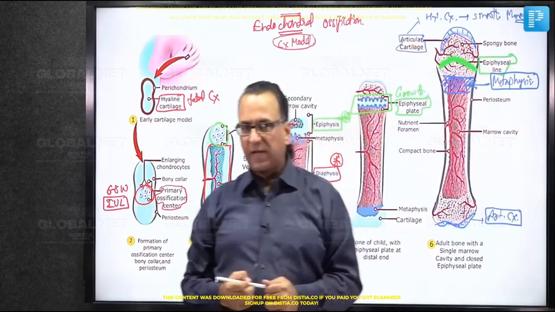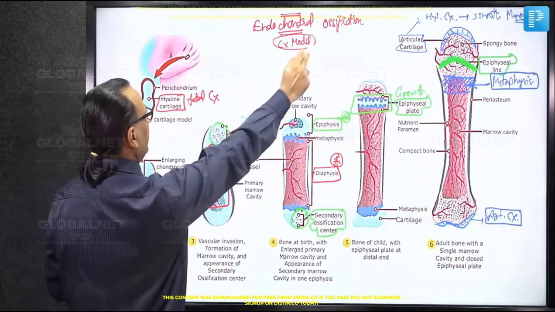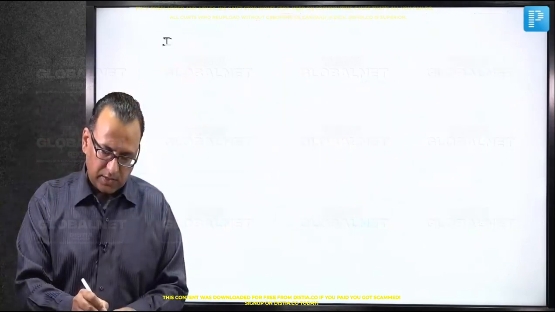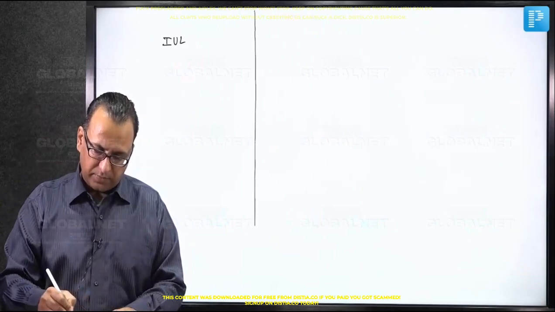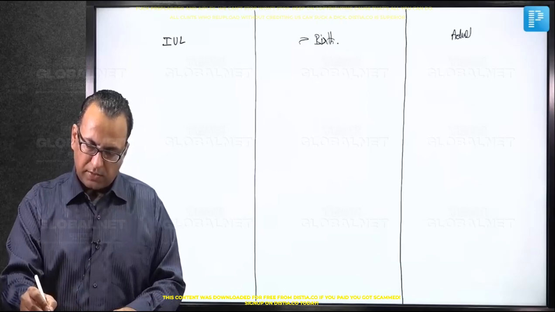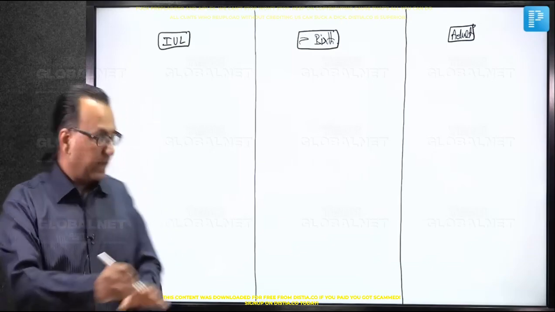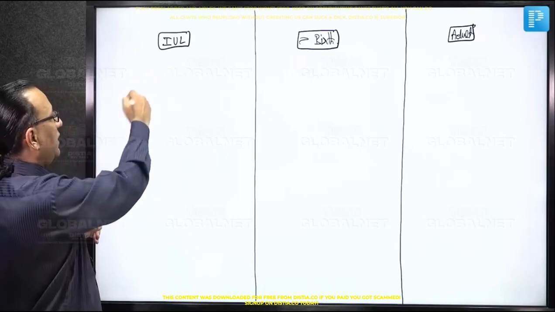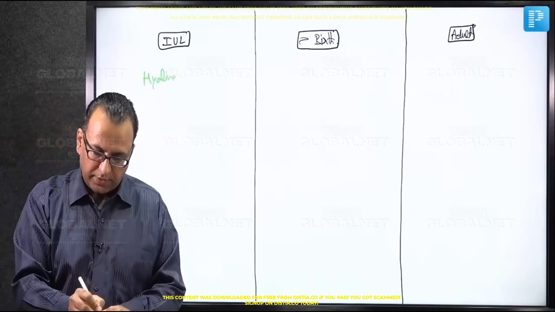Now let us make this diagram ourselves and describe the process of endochondral ossification in 3 stages. One is the fetal life or intrauterine life, and then it is after birth, and finally the adult bone. Now when we are looking at the endochondral ossification, we find that in the beginning we will be having one hyaline cartilage model. So we are showing it here, the hyaline cartilage model.